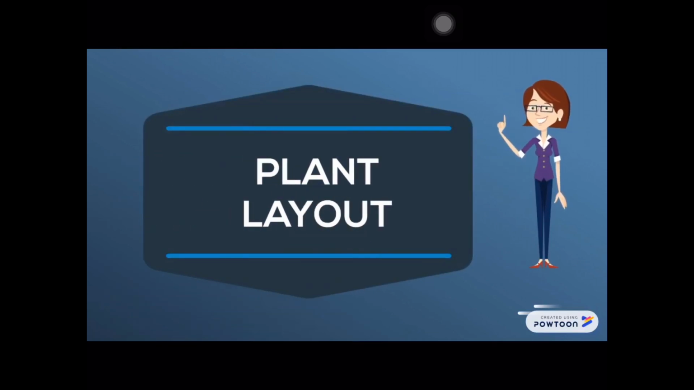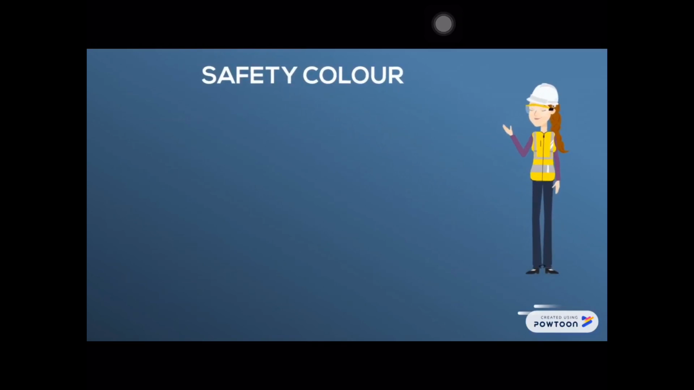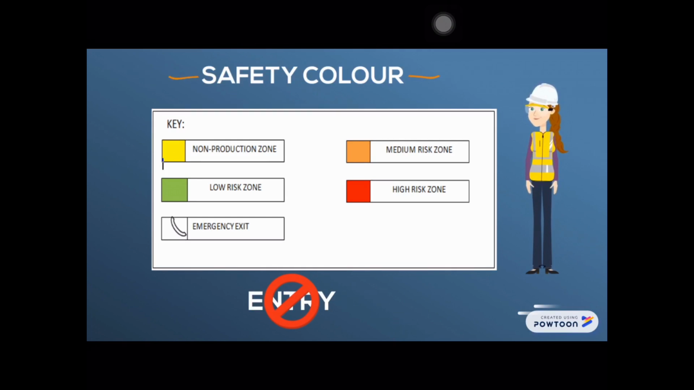Plans layout. Safety color. Yellow, non-production zone. Green, low risk zone. Orange, medium risk zone. Red, high risk zone.